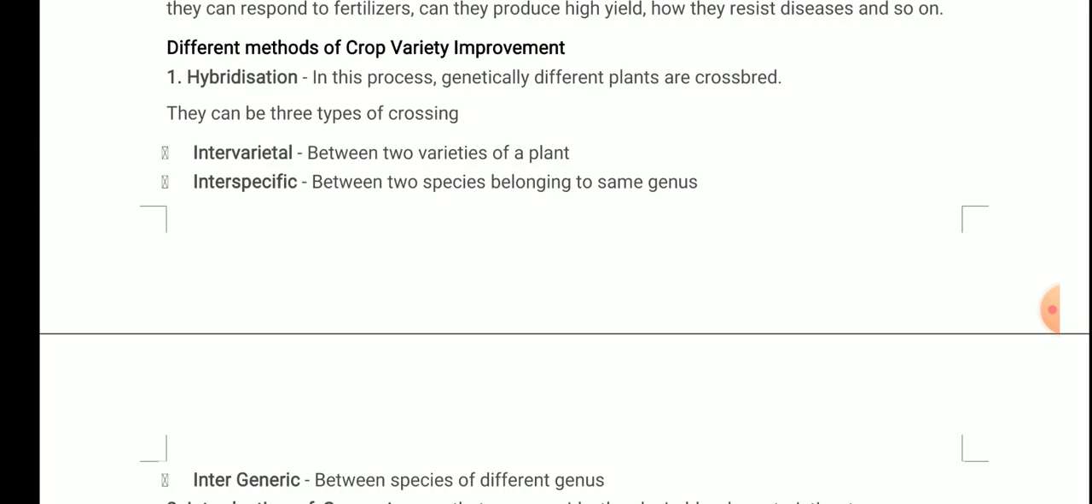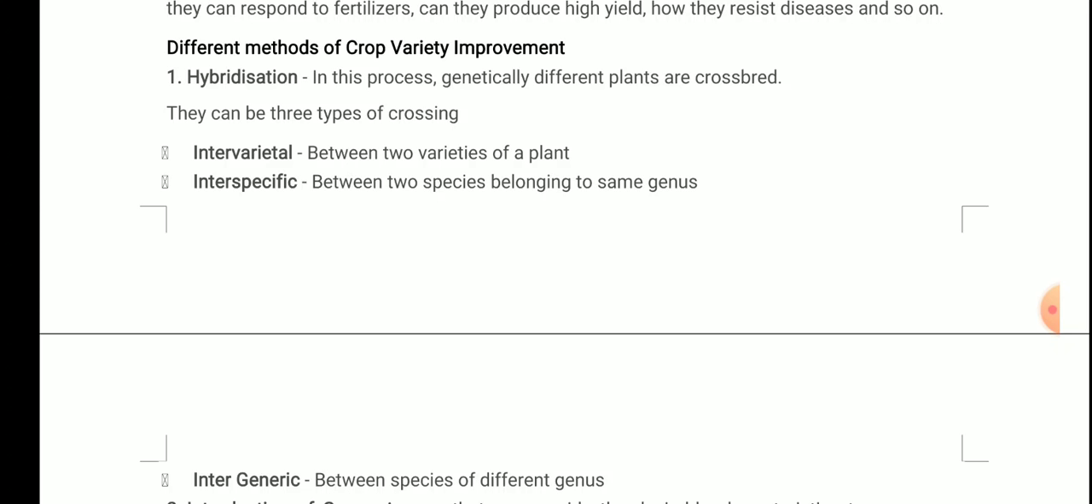So three types: intervarietal, that is two varieties of a plant, the same species but different varieties. For example, mango has different varieties. Interspecific now becomes completely different because it is between two different species belonging to the same genus. And then there is intergeneric, that is between species of different genus.